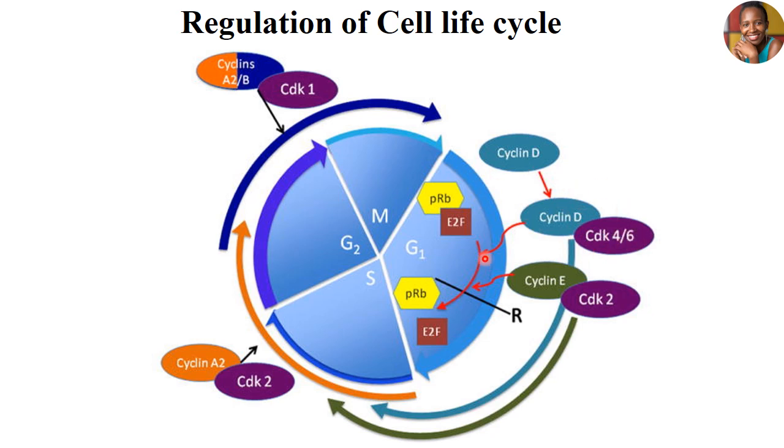going through the processes. And then when we want to transit to S phase, we will have cyclin Es coming in. We have CDK2s, we have cyclin A2s. All these are different classes of cyclins and CDK complexes that are working together to allow the cell to be regulated and to transit from one cell cycle to the next.